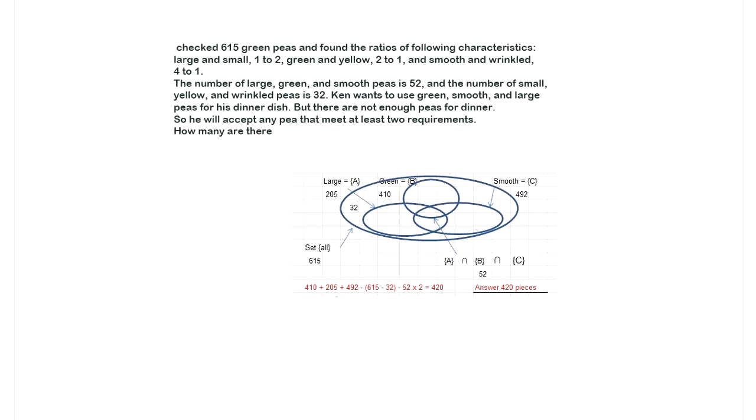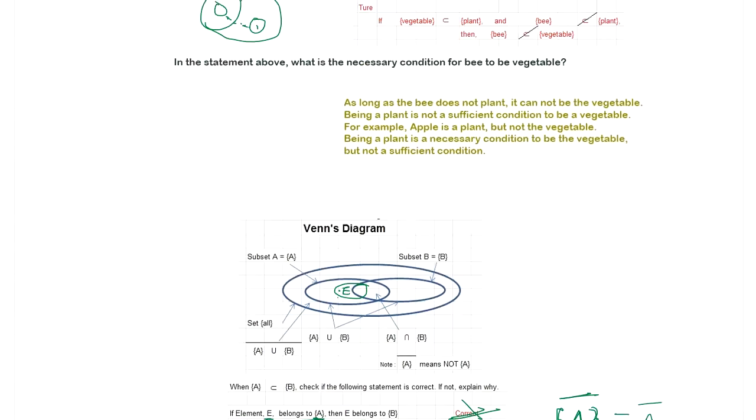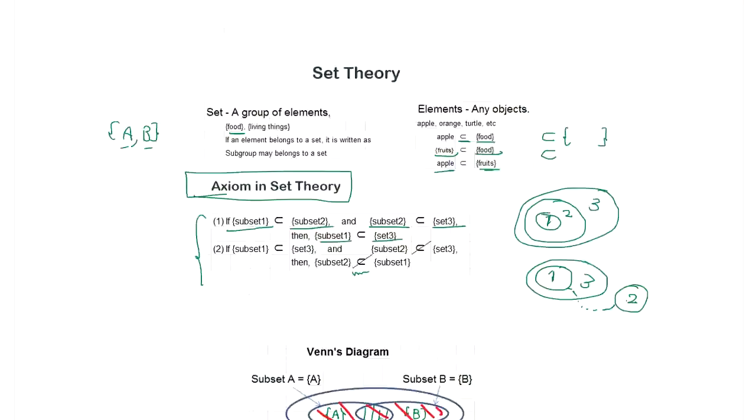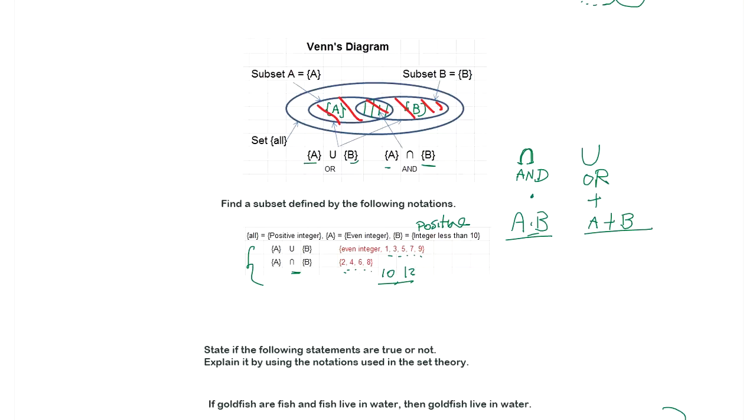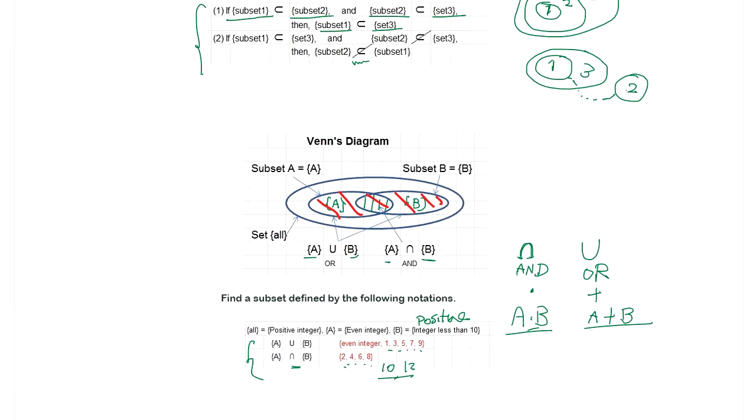If you use a Venn diagram, you can do it. This is also quite complicated. I think you have to stop the video and stare at this and try to figure it out. The answer is here. Okay, try this out to get used to the Venn diagram. The Venn diagram is a key for set theory.